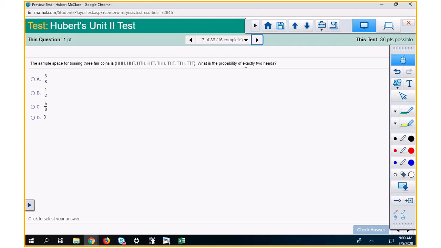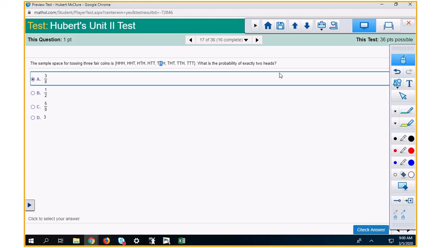What is the probability of exactly 2 heads? Okay, 2 heads. There's 2 heads. There's 2 heads. There's 2 heads. Three out of what, 8? Yes, Hubert. Thank you, class.